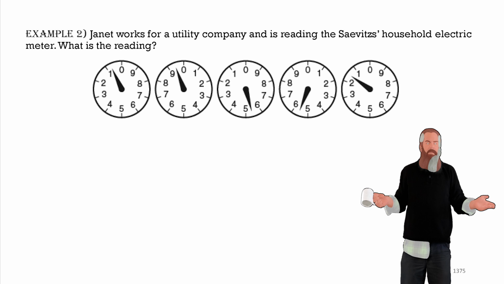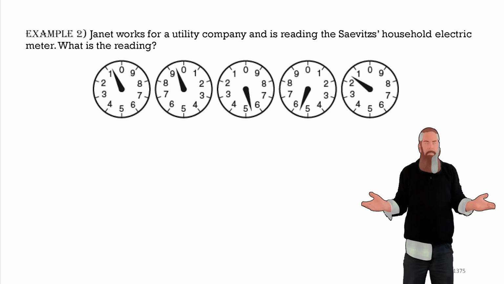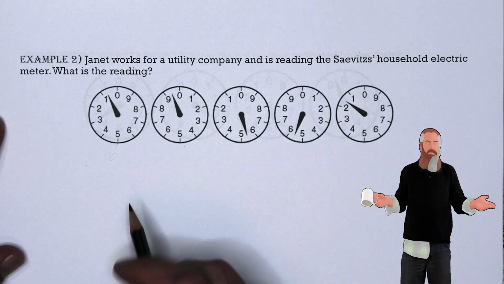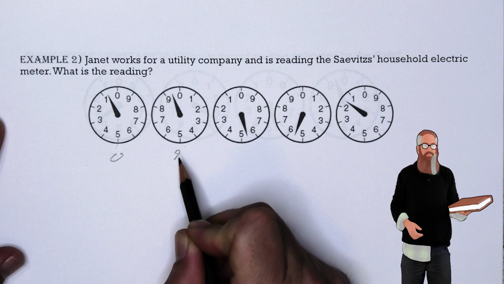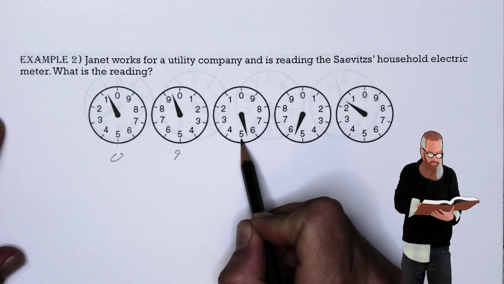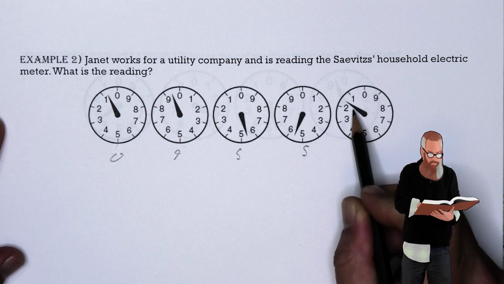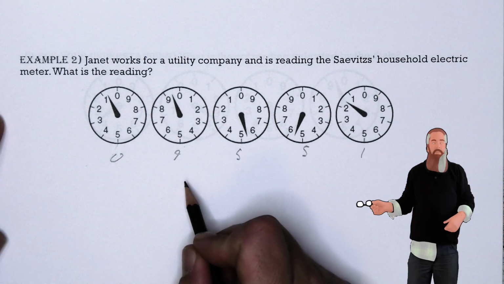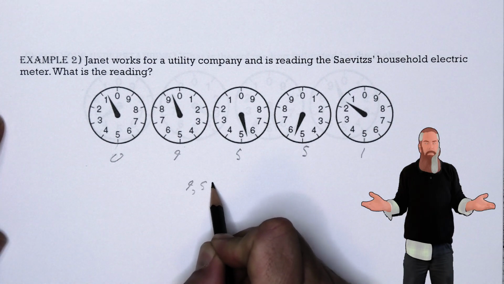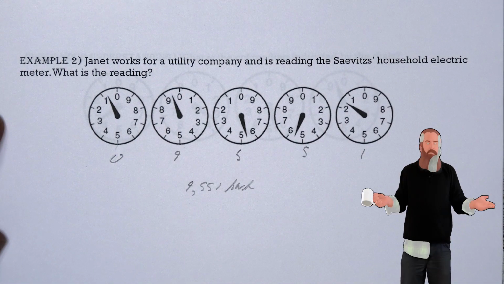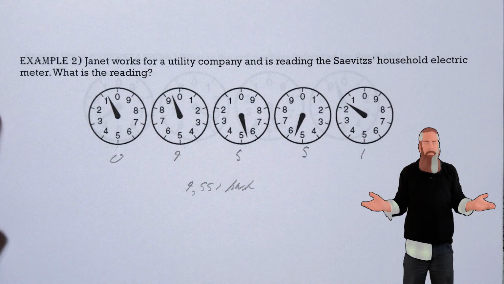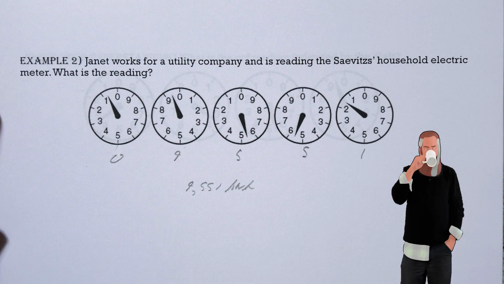If the arrow points between 0 and 9, the reading is a 9. We can see that this first one reads as 0, the second one reads as a 9, then we get a 5, and a 1. The meter shows 9,551 kilowatt hours of electricity. Some utility companies are installing digital meters which can be read more easily.